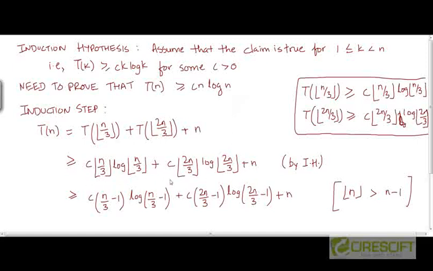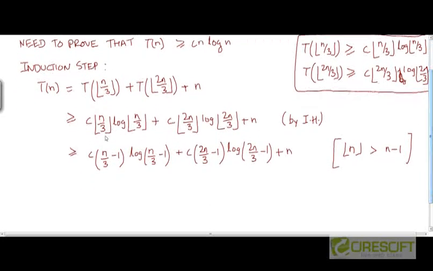But to prove that this is greater than or equal to c n log n, we need to do some simplification because there are these floor operators inside this expression. So let's try to simplify it. Let's replace these floor operators by the number n by 3. So let's replace the floor of n, all these numbers here, by the number minus 1.